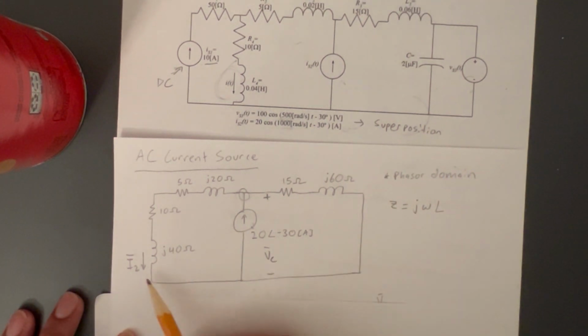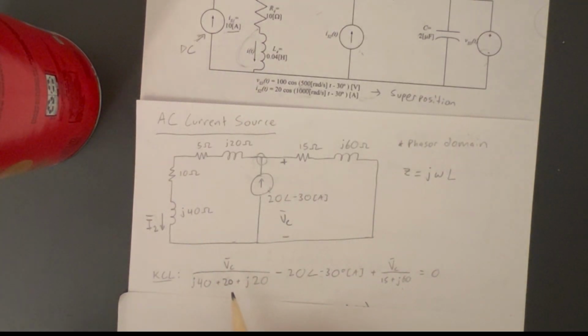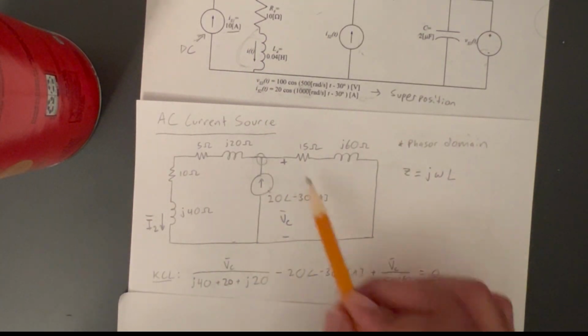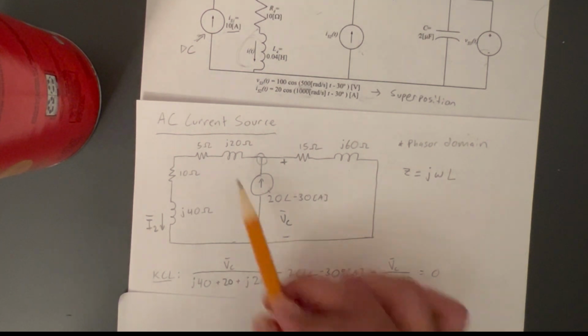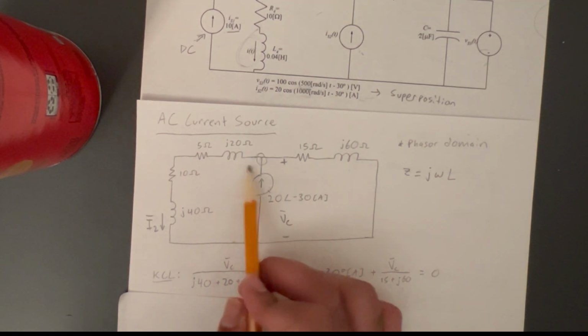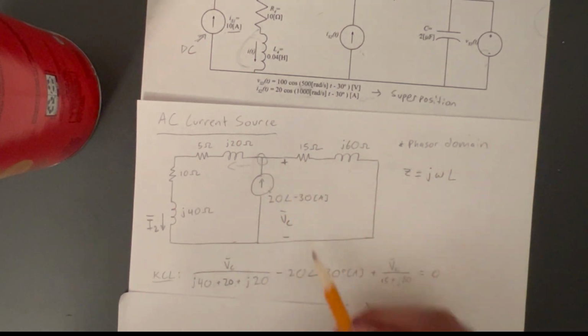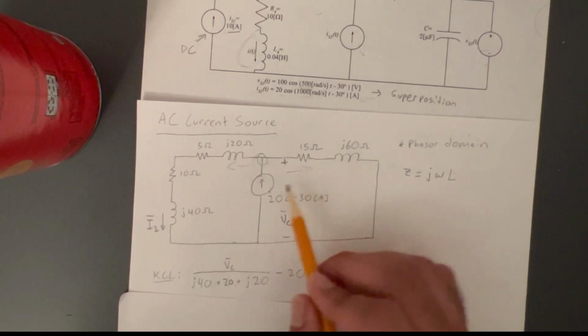To solve for this, I've gone ahead and done a KCL over here. So this is our first KCL. This voltage is across this and this part of the circuit, so we've expressed this via Ohm's law. This goes out of this closed surface. The current source expressed here goes into the closed surface, and this goes out of the closed surface.